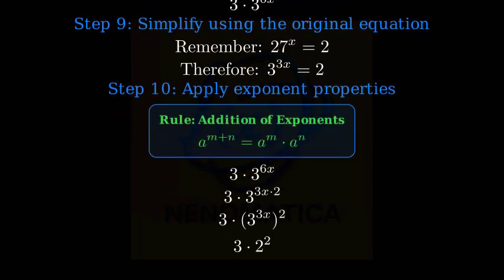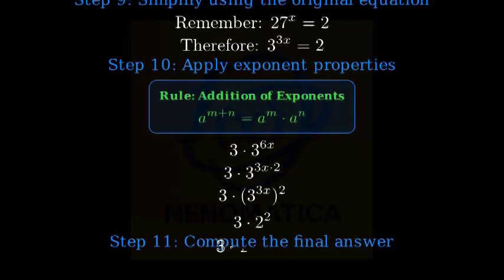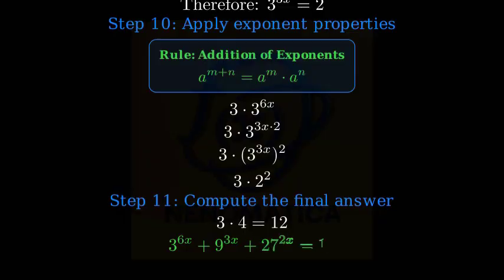Since we have 3 to the 6x, and we know that 3 to the 3x equals 2, we can rewrite 3 to the 6x as 3 to the 3x squared, which is 2 squared. Now we can compute the final answer. 3 times 2 squared equals 3 times 4, which equals 12.